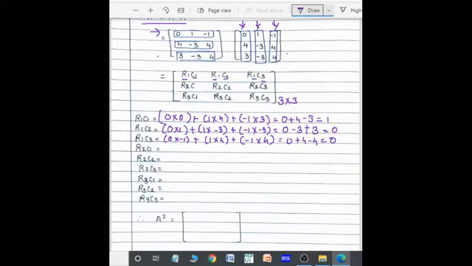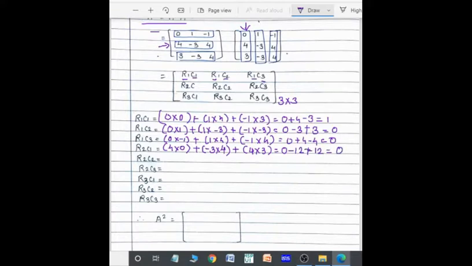Now we'll start with the second row. For R2C1 we take the second row and first column and multiply: 4 into 0 plus minus 3 into 4 plus 4 into 3. So 4 into 0 is 0, this is minus 12, this is plus 12. So plus 12 minus 12 is 0.